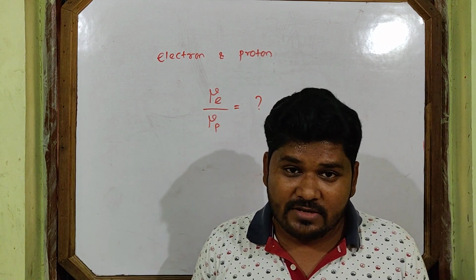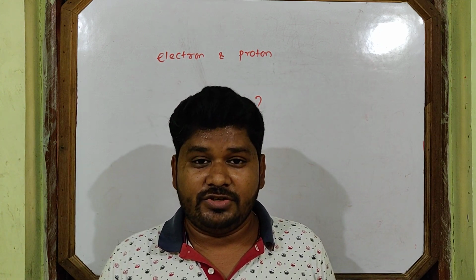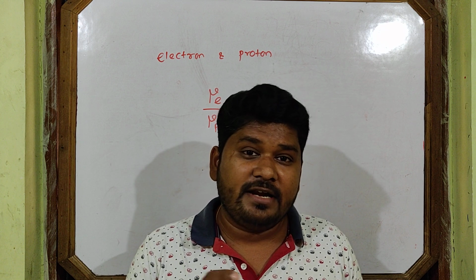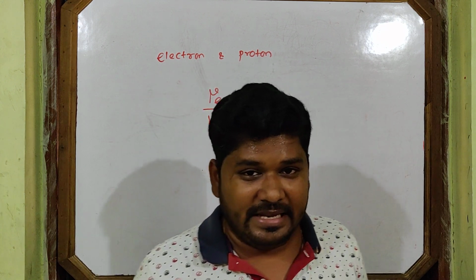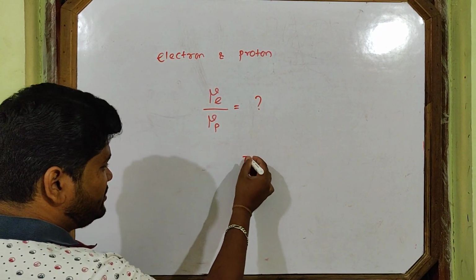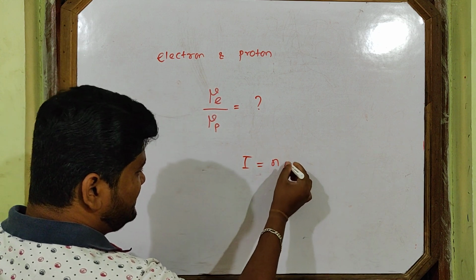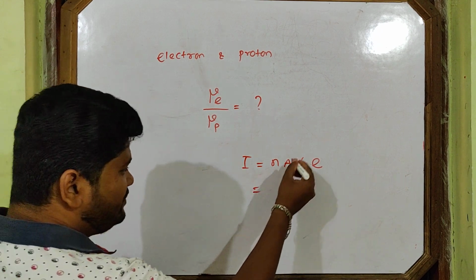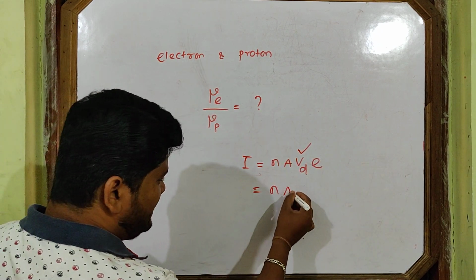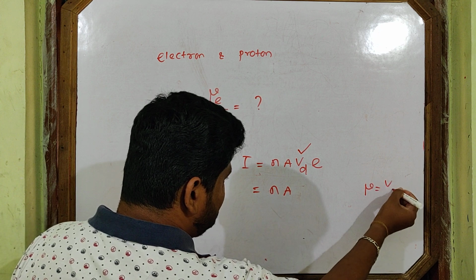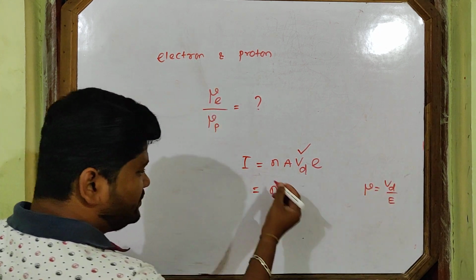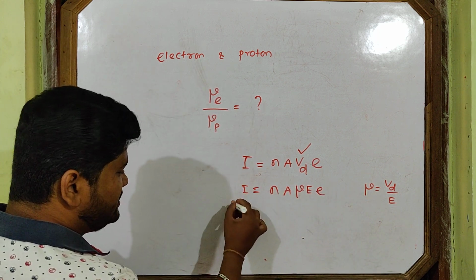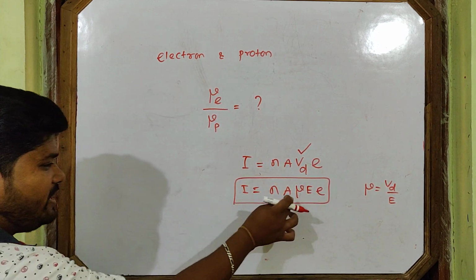And then one question came this year in the 2020 board examination: find the relation between current and mobility. It's a very easy one. Current is N A Vd e. And how do we bring mobility here? Mobility we know, this is Vd by E. So just replace Vd with mu E. So this is the relation between current and mobility.